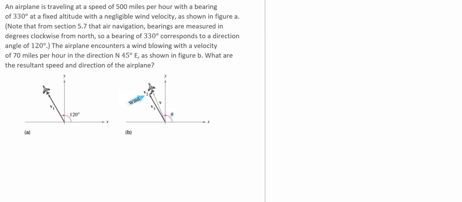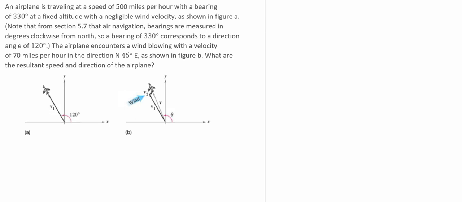In this video, we're going to be using vectors to find speed and direction. In this example, we're given that an airplane is traveling at a speed of 500 miles per hour with a bearing of 330 degrees at a fixed altitude with a negligible wind velocity, as shown in our first figure.